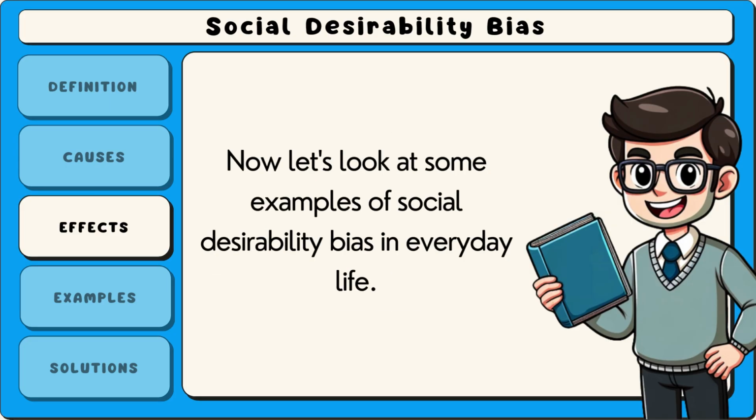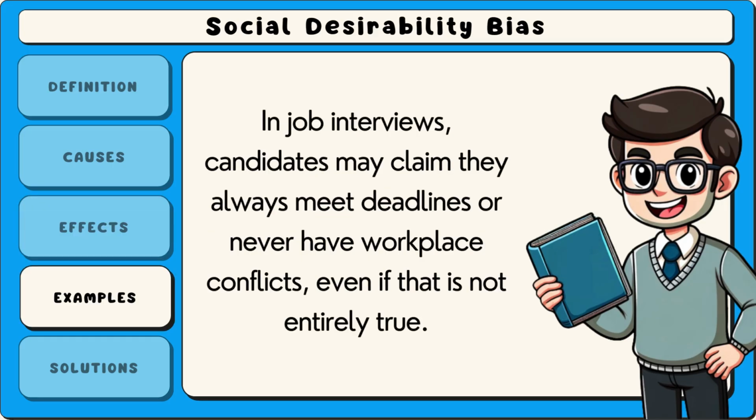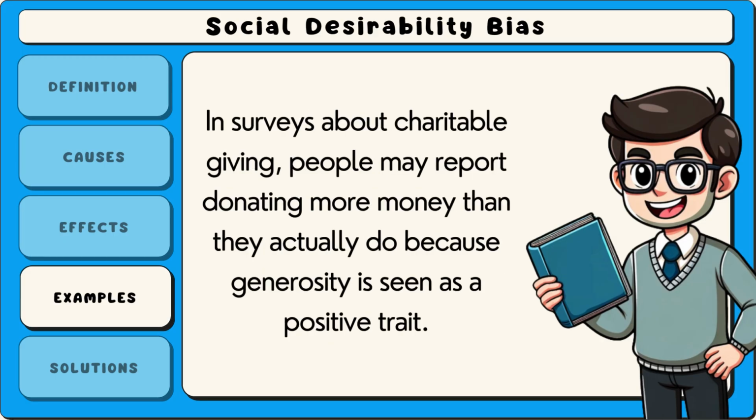Now let's look at some examples of social desirability bias in everyday life. In job interviews, candidates may claim they always meet deadlines or never have workplace conflicts, even if that is not entirely true. In surveys about charitable giving, people may report donating more money than they actually do because generosity is seen as a positive trait.